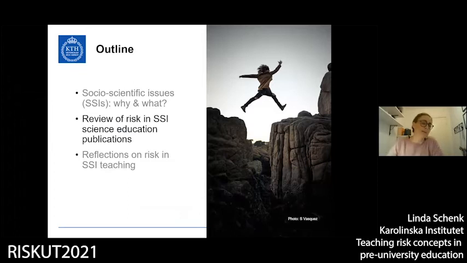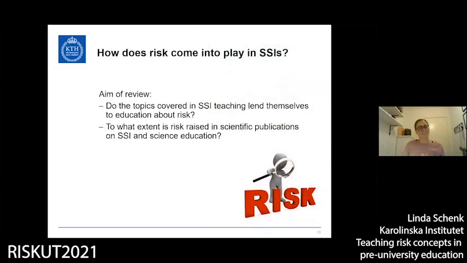So, what me and my colleagues wanted to do was to look at this body of literature on socio-scientific issues in science education and investigate how risk comes into play in them, because there obviously is a potential connection. So the aim of our review was to look at which topics are covered in SSI teaching, and would these lend themselves to also teaching about risk more explicitly, and to what extent is risk actually raised in these publications.